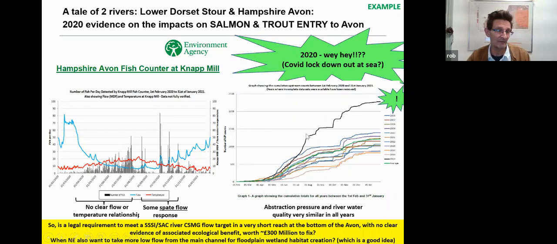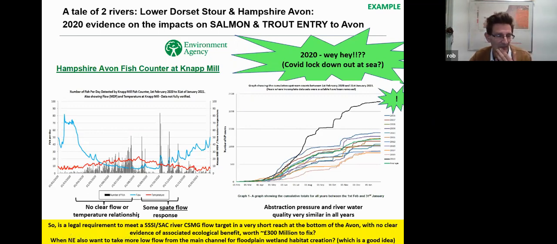So I think, again, you have to ask the question: is the legal requirement to meet this SSSI SAC River CSMG flow target in a very short reach at the bottom of the Hampshire Avon, with no clear benefit to the ecology, is that worth 300 million quid to fix?